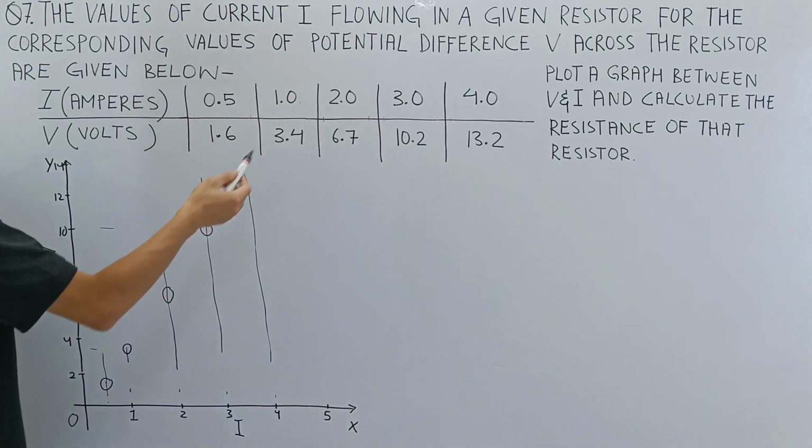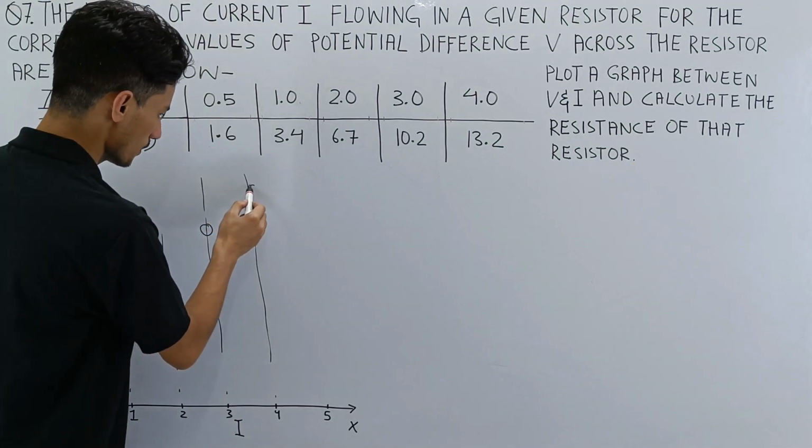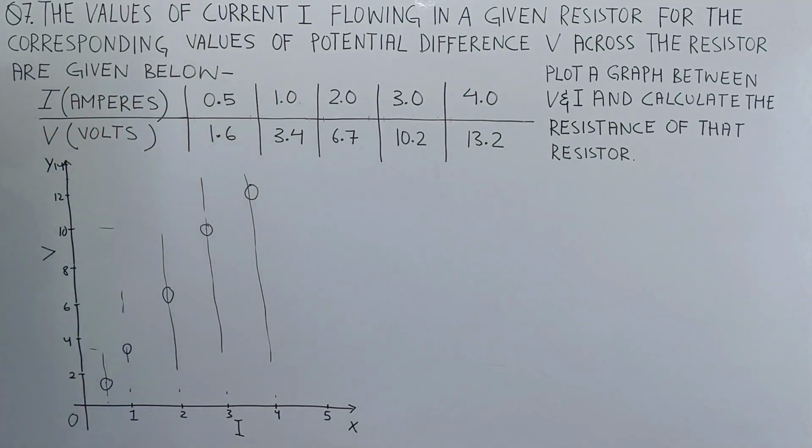And the value for potential difference is 13.2. So 12, 13, 13.2 will be somewhere here. So these are the values. These are the dots, sorry. And on joining this, we should be getting a straight line.